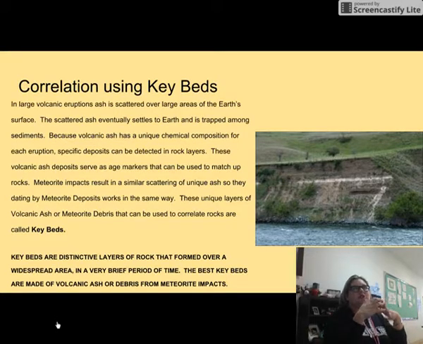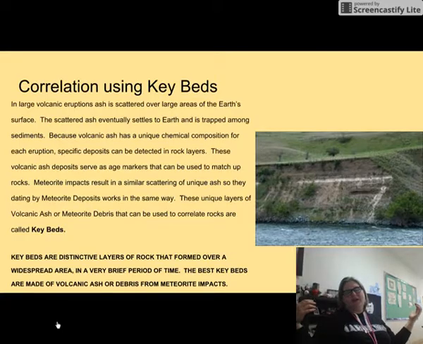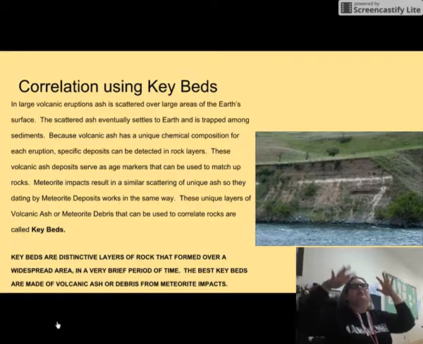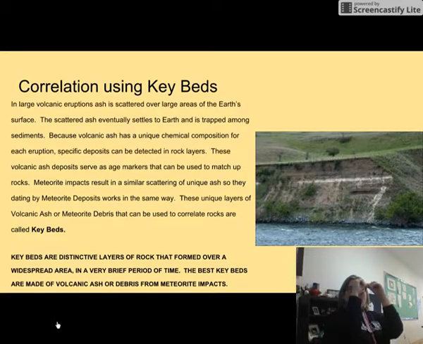Like if you think in terms of that supervolcano that everybody always talks about that's happening in Yellowstone. If there were a supervolcano eruption today, don't worry, there's not going to be. But if there was a supervolcano eruption that happened today at Yellowstone, it's going to cover the entire United States. And so geologists in 1,000 or 1,000,000 years could come in and look at that one layer and say, oh, this had to be at the same time as this, because this is all volcanic ash from that Yellowstone eruption.